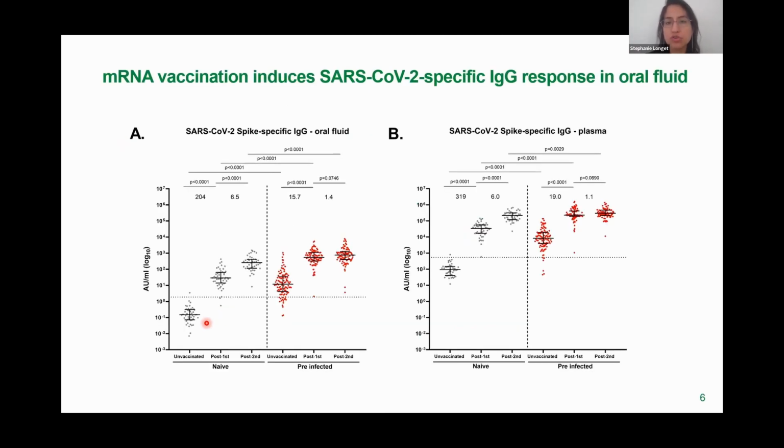Okay, so now I'm going to show you some key results, and if you would like to know more about this, you can read the paper for more details. Here you can see SARS-CoV-2 spike-specific IgG responses in oral fluid and in plasma side by side. In gray, you have the naive participants, and in red, the pre-infected participants. You have all time points: before vaccination, post-first dose, post-second dose. You can see there is a linear increase in spike-specific IgG responses following each vaccine dose in naive participants, in both oral fluid and plasma. In pre-infected participants, there is an increase, especially after the first dose, and a plateau after the second dose in both oral fluid and plasma.